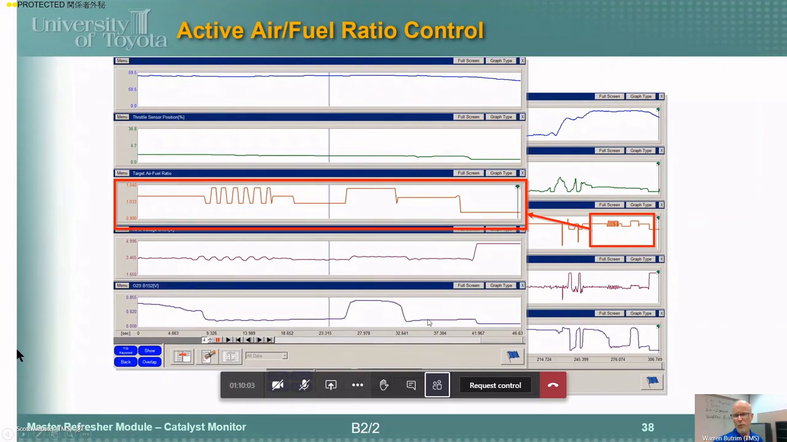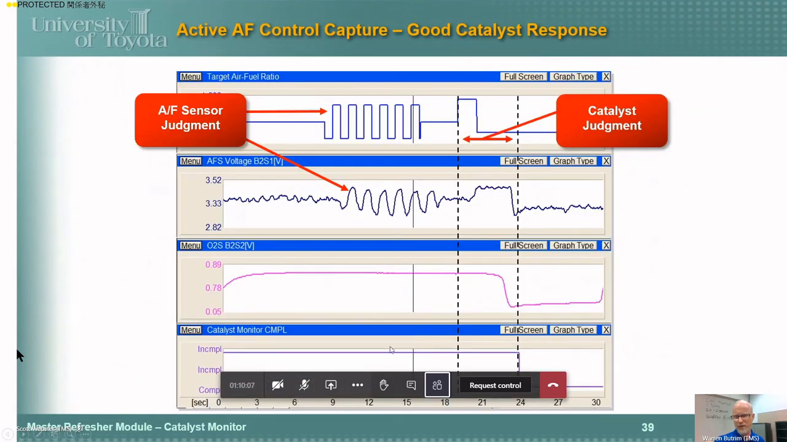And then the very final portion here, might be easier if you click it again, Scott. Yeah, very final portion, that's where it's making the judgment on the catalyst and the oxygen storage capability of that unit. All right. So this is how that works. All right, one more screen.